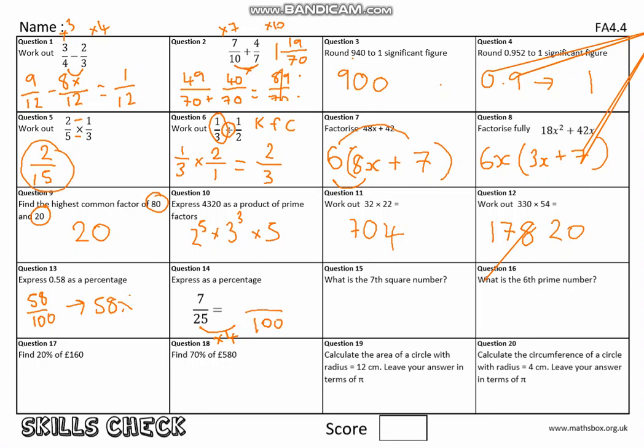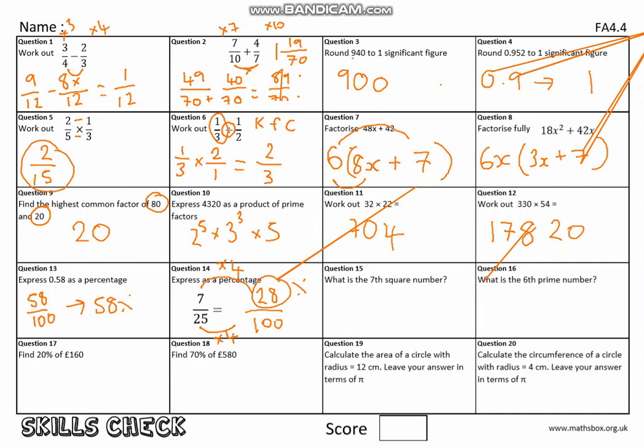And then I've got to do the same to the top as the bottom. So if I times 7 by 4, I'm going to get 28. So now that I've got 28 over 100, I know that I can just take my numerator and pop a percentage after it, and I've got 28%, which is indeed the correct answer.